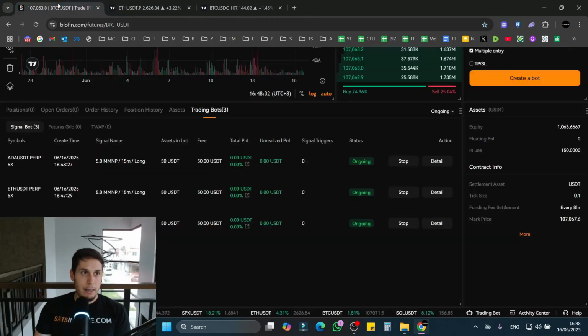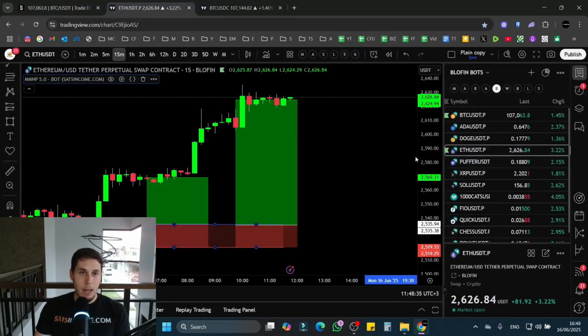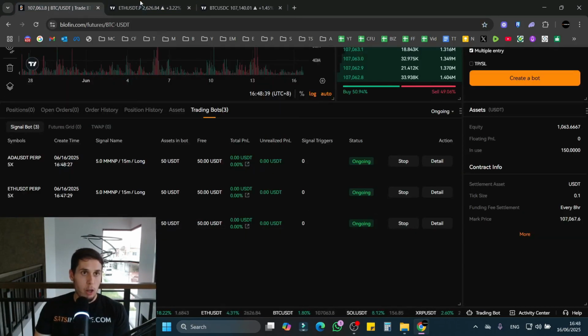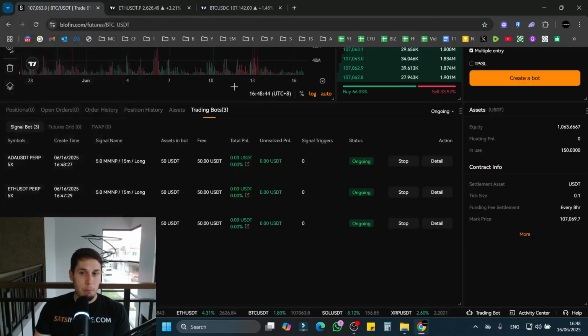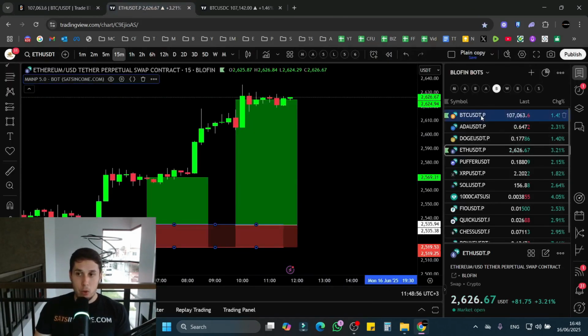When you are connecting the Ethereum bot, you are on the Ethereum chart, BloFin chart, same time frame, everything the same that you are setting up the bot for, right? And you make this alert for each separate bot. Once you are done with this, the bot will actually start executing trades.